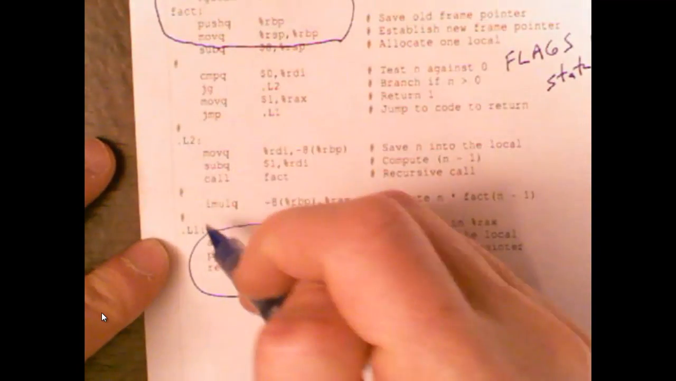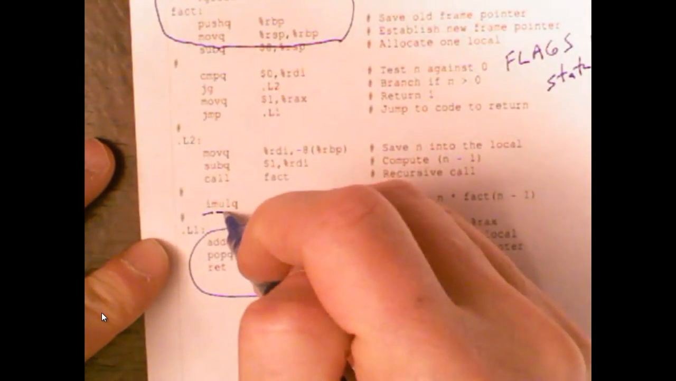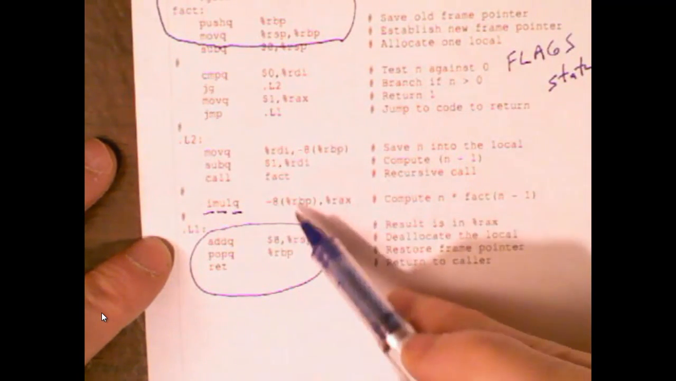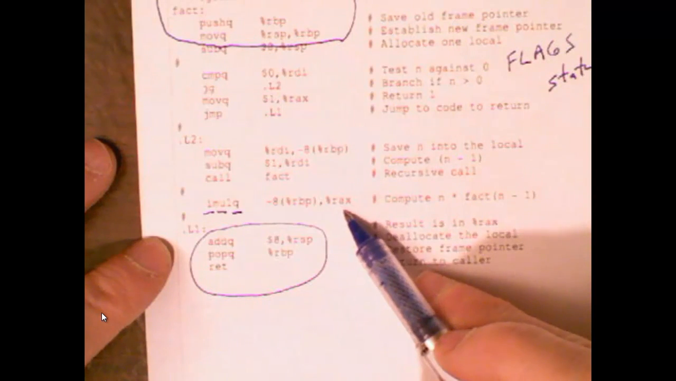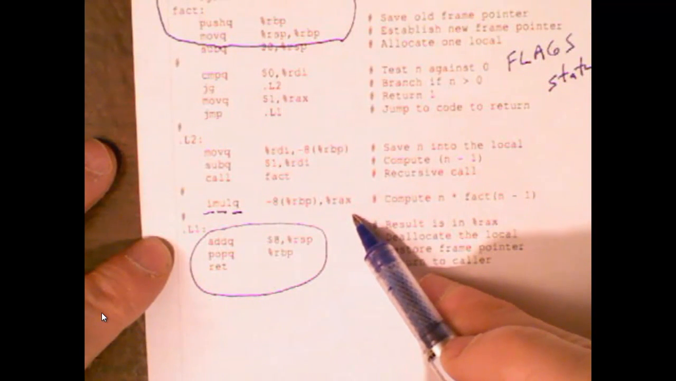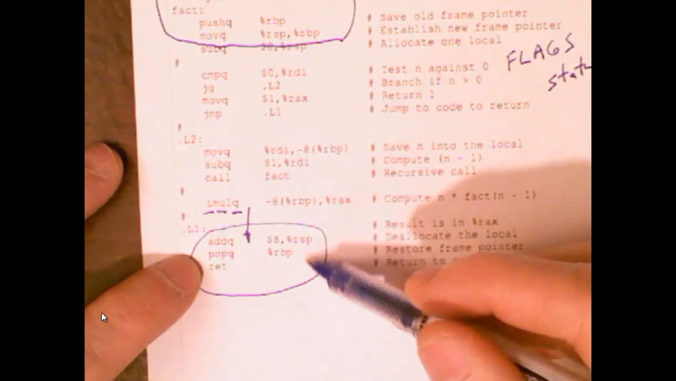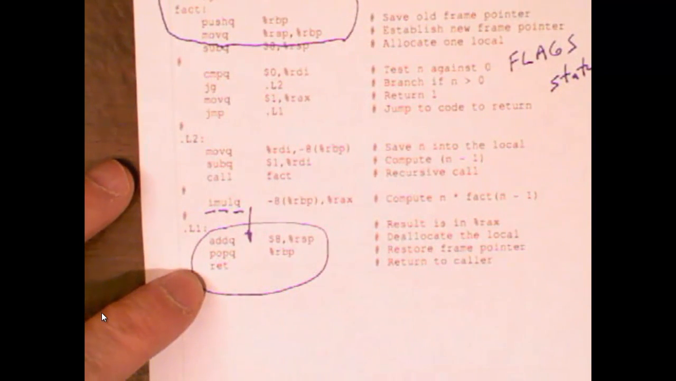It's really three components here. Integer multiply quad word. And take my parameter times RAX, put the result in RAX. That's how this works. And then I'm done. I fall into the exit code, which is to deallocate my local, pop my frame pointer, and return.